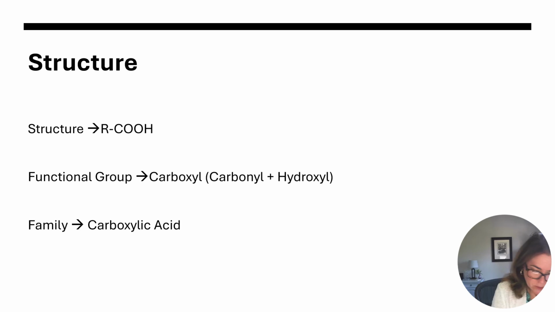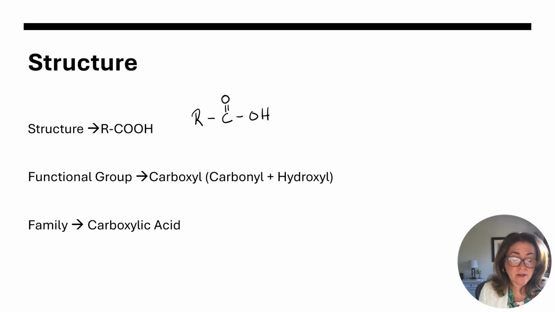The way this looks, let me draw this out. So I have my R group bonded to a carbon. So we have both a carbonyl, so the functional group is called a carboxyl, and that's because we have a carbonyl. So our carbonyl is right here, and we also have our hydroxyl, which is right here. So very clever, carboxyl. The family or molecule type would be a carboxylic acid.